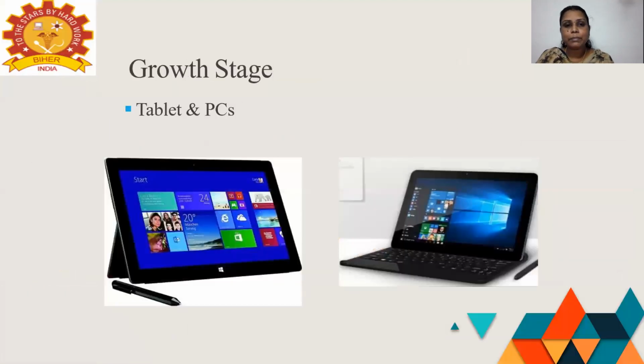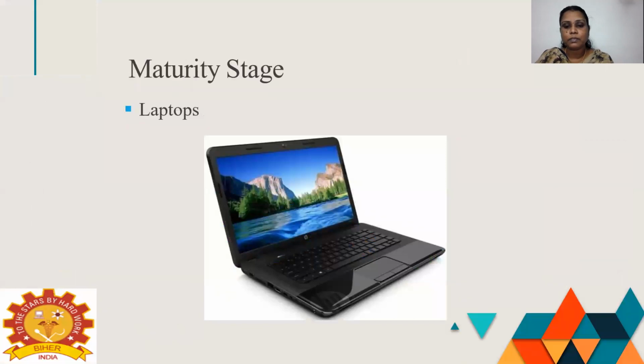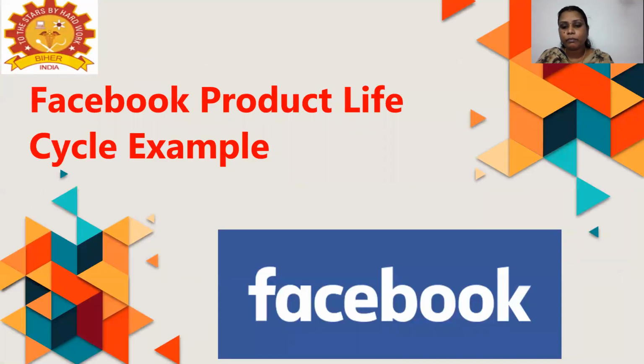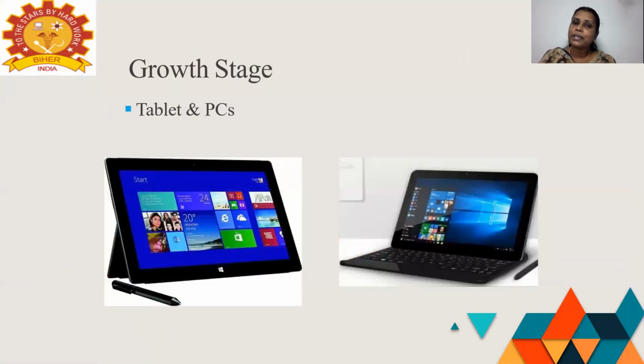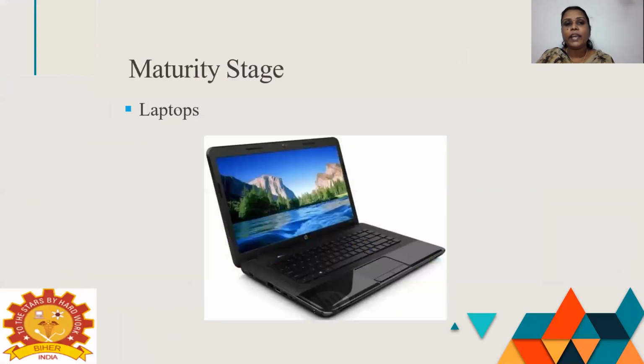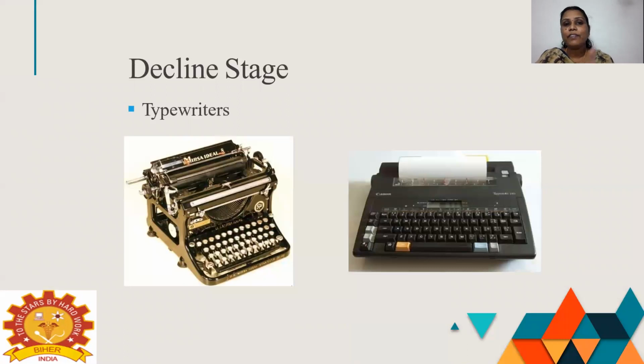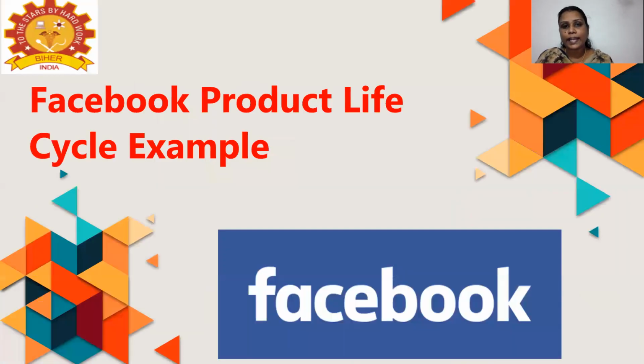Then we have the examples of the stages. In the introduction stage, we have the holographic projection. Here I've put some pictures for you to see. So this particular range of products is in the introduction stage. And then we have the growth stage. The tablets and PCs are at the growth stage. Then we have the maturity stage. The laptops are at the maturity stage. And then we have the decline stage, where we see the typewriters. No more is it there. So this is one example.